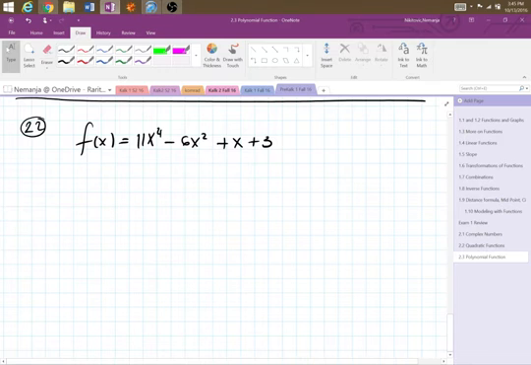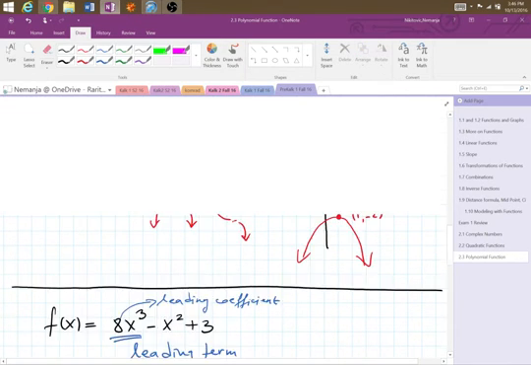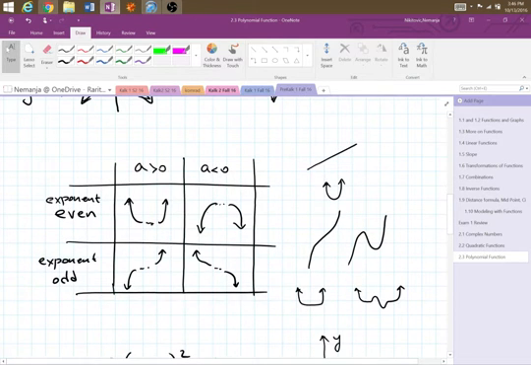All set? So the leading term here is 11x to the fourth. From there I see 11, which is larger than 0, as a. And so it's larger than 0, which means default state. And then we have the even exponent, which means that both of these look the same way, right? When you go to the chart, see even exponents both look the same way. Both look up, or both look down, depending on which problem you have.